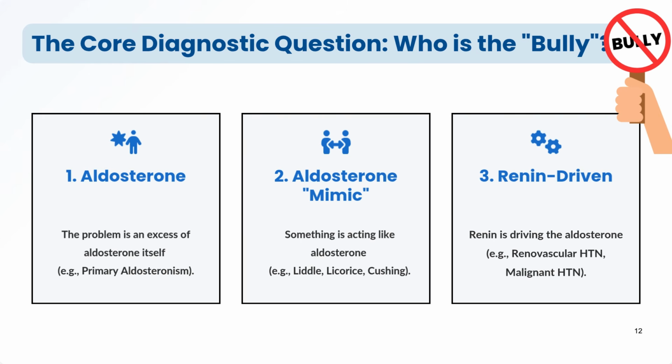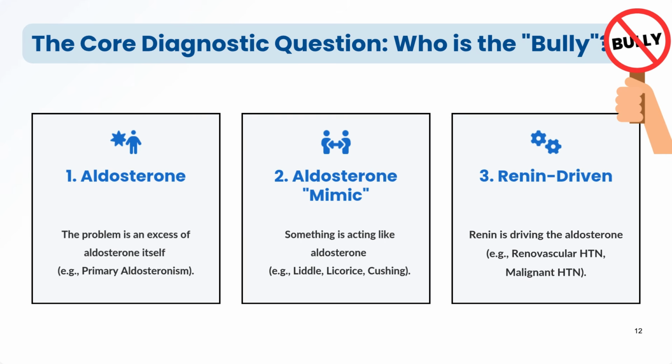There are really three possible bullies in this story. Number one, aldosterone itself. This is where there is an actual excess of aldosterone, classic primary aldosteronism. The gland is overproducing the hormone and the kidneys are simply responding to it. Number two, an aldosterone mimic. Something behaves like aldosterone even though aldosterone isn't elevated and is very quiet. This includes Liddle syndrome, licorice toxicity, and even conditions like Cushing's that activate the mineralocorticoid receptor indirectly. The physiology looks identical, but the hormone levels tell a very different story.